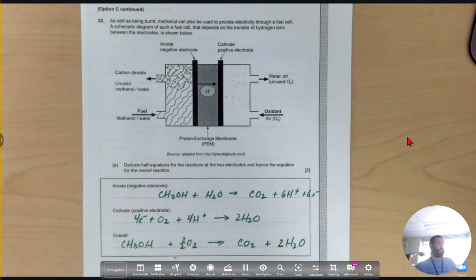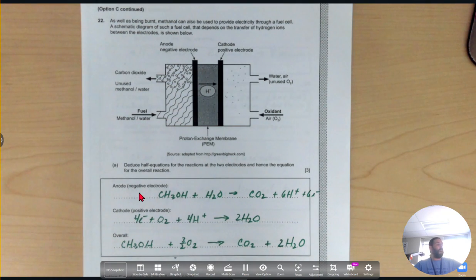All right, as well as being burnt, methanol can also be used to provide electricity through a fuel cell. Deduce the half equations for the reactions occurring at the 2 electrodes and hence the equation for the overall reaction. Well, we have a diagram here, so even if you don't remember what all the parts of this are, the diagram tells you. At the anode, that's where oxidation will happen. So methanol and water go in and are oxidized to form carbon dioxide. So these are my reactants, that is my product.